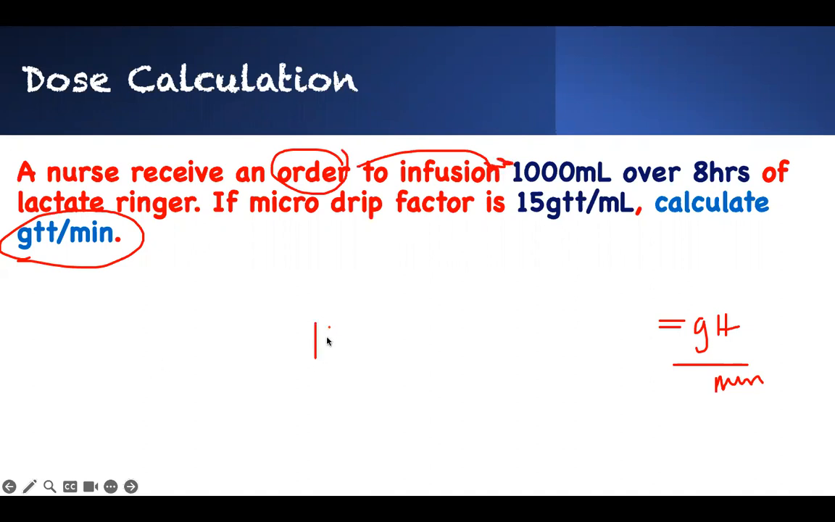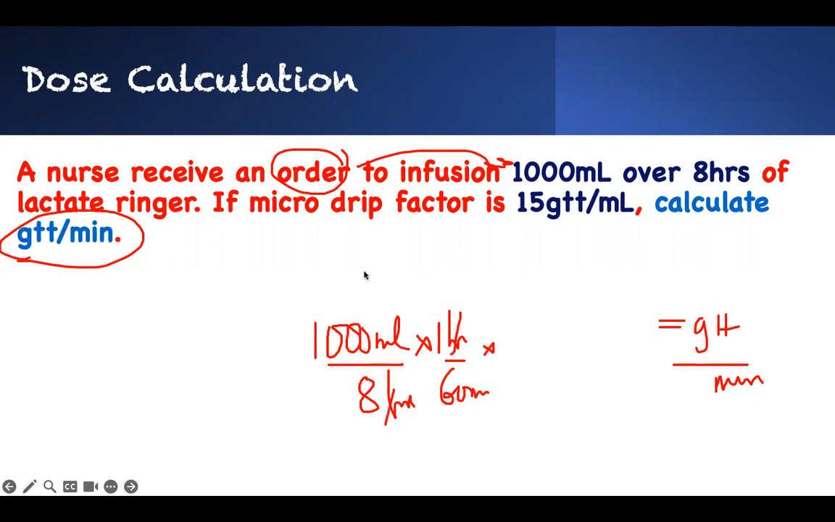I need 1,000 ml over 8 hours. Then I look at my answer. Is it minutes? Right away, I'm converting to minutes. So I have 1 hour over 60 minutes. That's all. Then I cancel the hour right away.